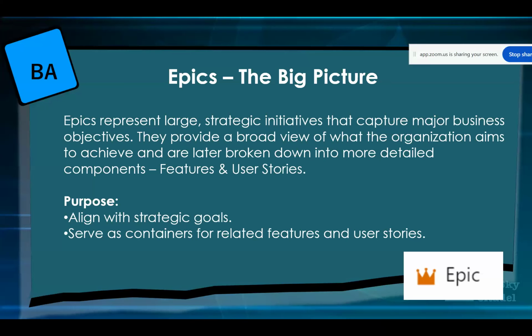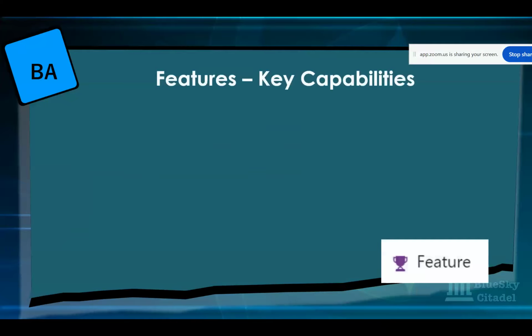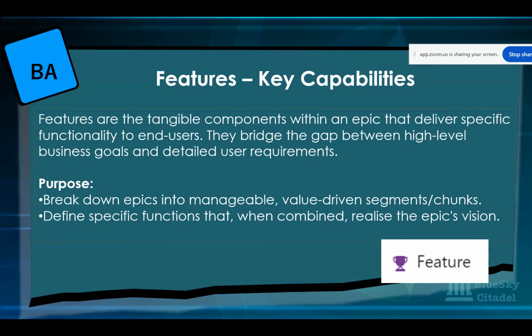They are epics that are broken down into features. Again, your features are the key capabilities. In order to get that epic, you break it down into features. So these are the functionality that the end user is going to be able to interact with. Okay, so you break down epics into deliverable segments. We call them chunks of work, right? And then each one is specific.